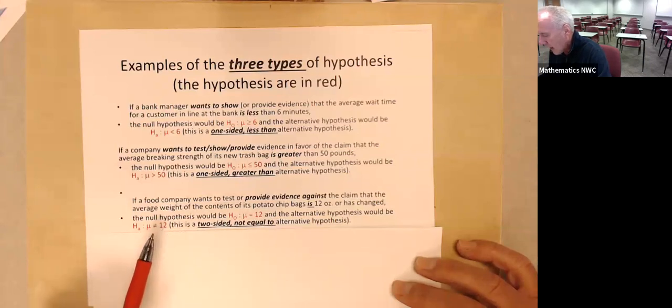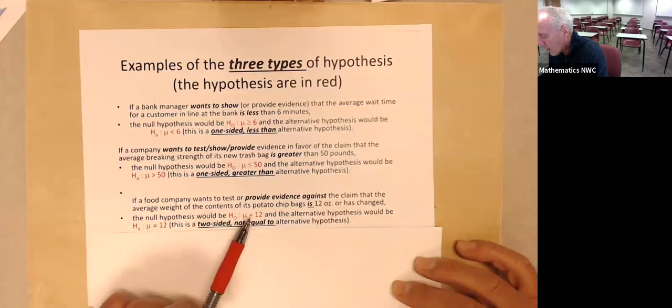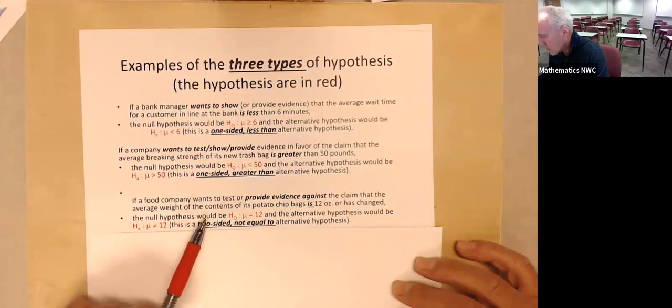I'm looking to see if the sample gives me evidence that it's either so much bigger than 12 or so much less than 12. Either direction, either side, hence two-sided. If I can get enough evidence that it's so much bigger than 12, or if I can get enough evidence that it's so much less than 12, then I know that I have evidence that it cannot be equal to 12. That'll make more sense when we get into a bunch of examples.